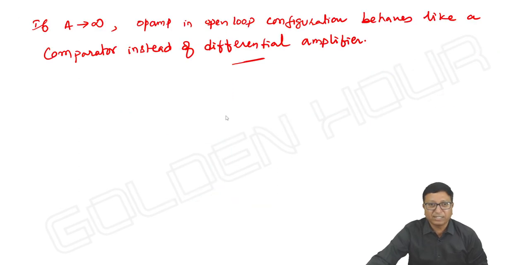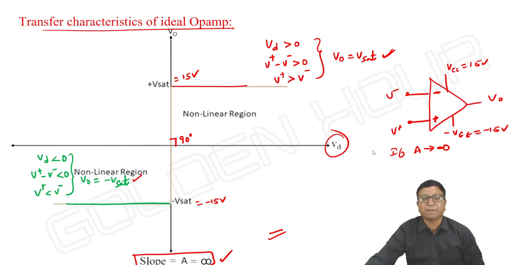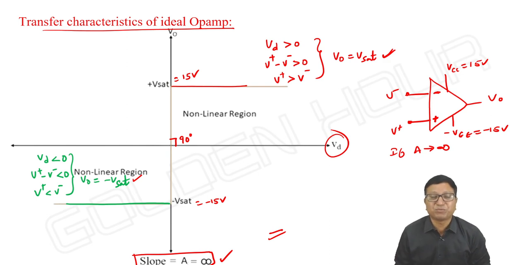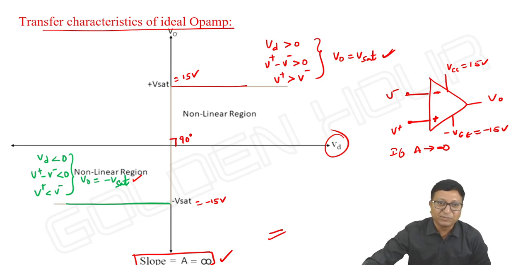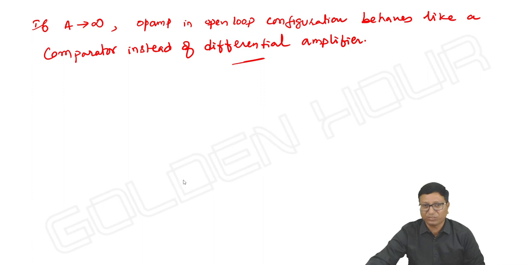If gain is infinity, then the transfer characteristics are like this. Then it behaves like a comparator instead of a differential amplifier. VD is greater than 0, output is Vsat, and VD is less than 0, output is minus Vsat, which is an example of an unstable system. In control systems, we studied that if the gain is extremely large, then the system becomes less stable. This is one such example. If the gain is less, then you can see some linear relation between output and input. But once the gain is extremely high, output cannot approach infinity. It practically reaches its extreme values of plus Vsat and minus Vsat.